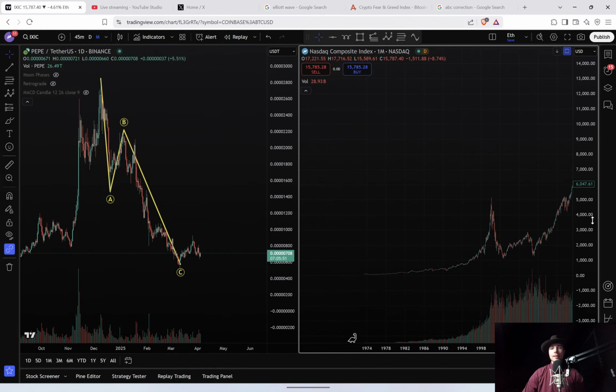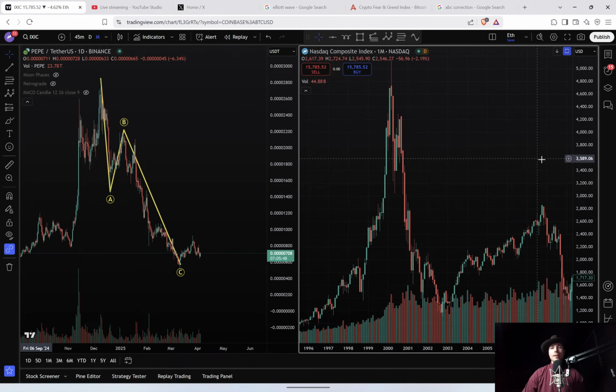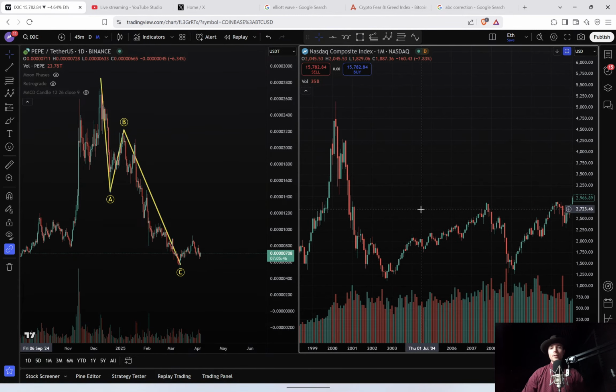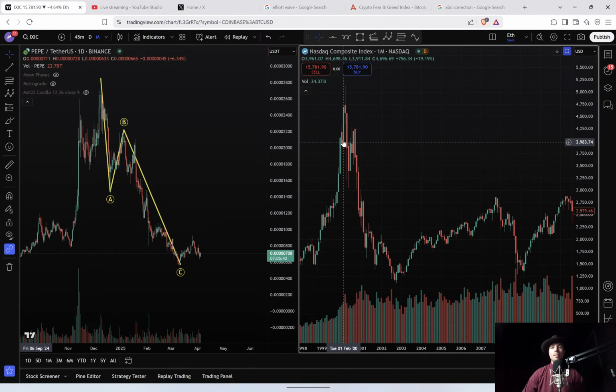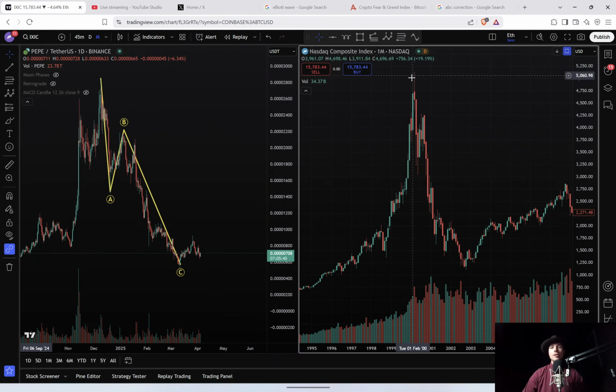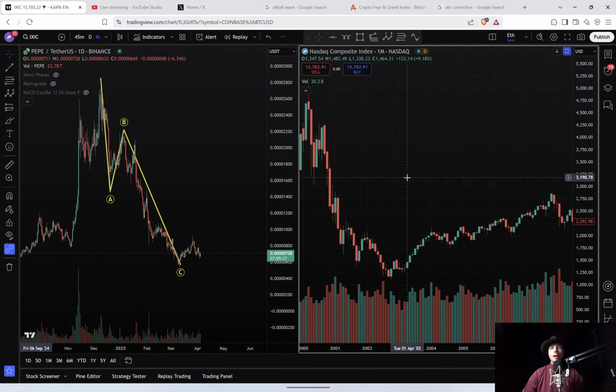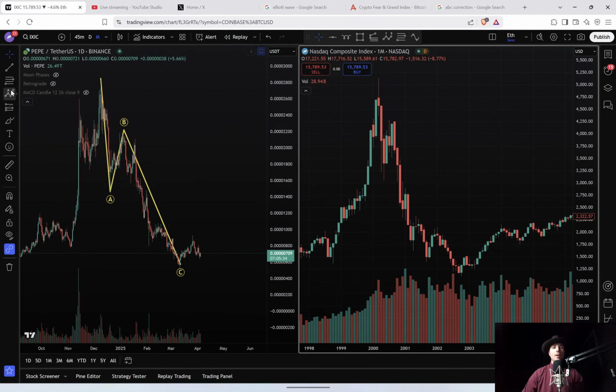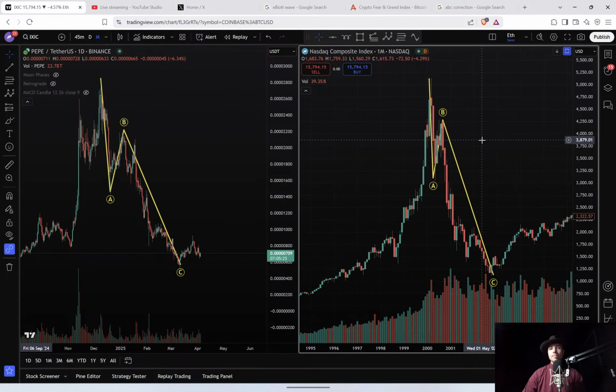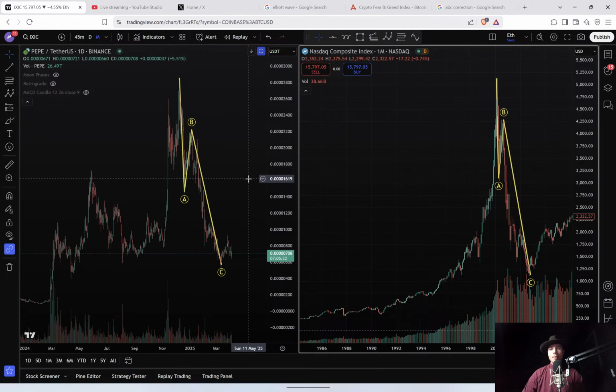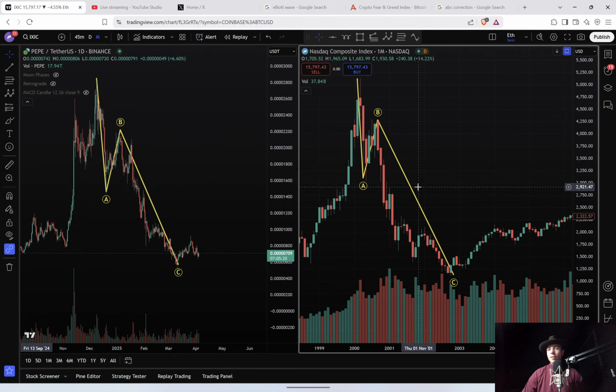Take a look at the NASDAQ, right? Here's the NASDAQ during the internet bubble pop. So here's what the NASDAQ looked like when the internet bubble popped, right? Here's the run up, and here's the pop that came afterwards. And if you look at the NASDAQ right here, you know what it did? An ABC correction, wave A, wave B, and wave C. So just remember that when you're trading these markets, everything that you're learning about trading and investing in crypto, you can go apply it to every other market in the world.